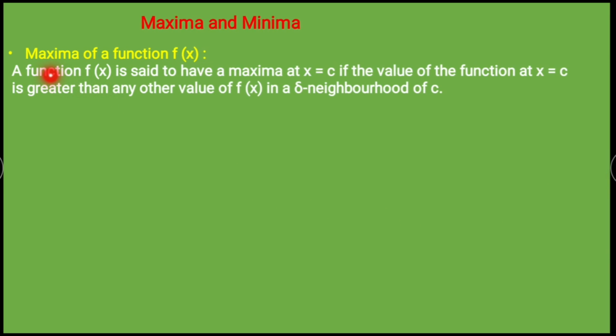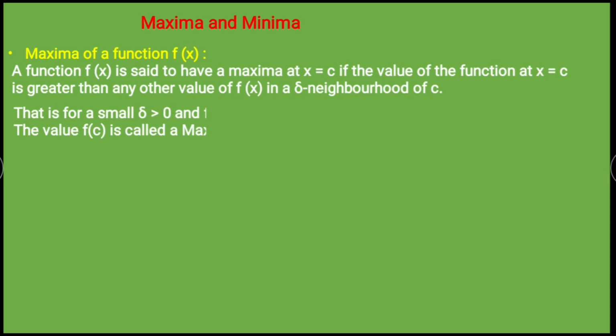Now today we start a new topic, maxima and minima. See here, definition of maxima of a function f of x. A function f of x is said to have a maxima at x equals to c if the value of the function at x equals to c is greater than any other value of f of x in delta neighborhood of c.